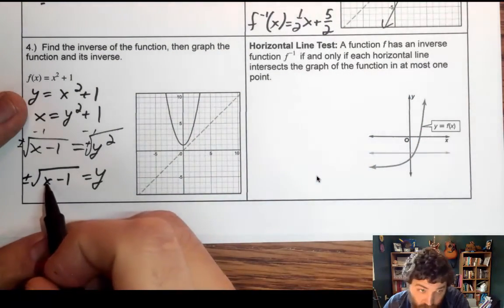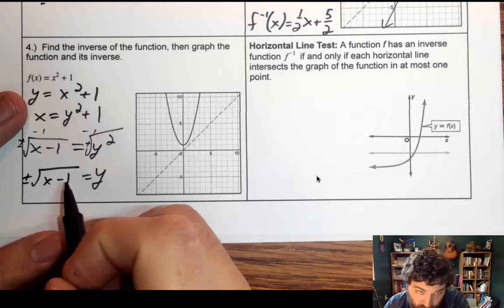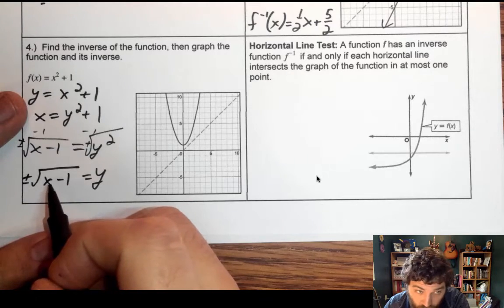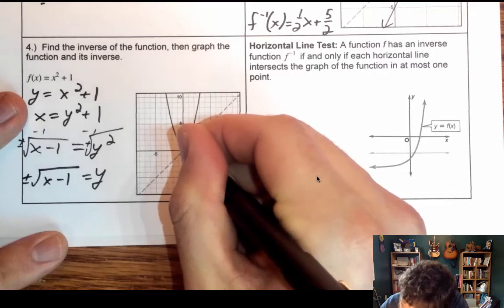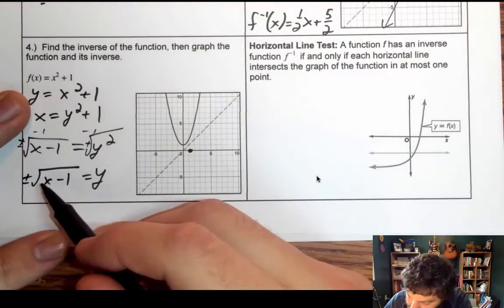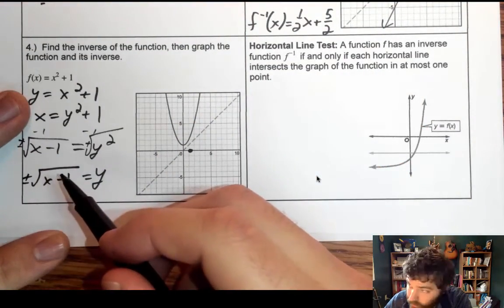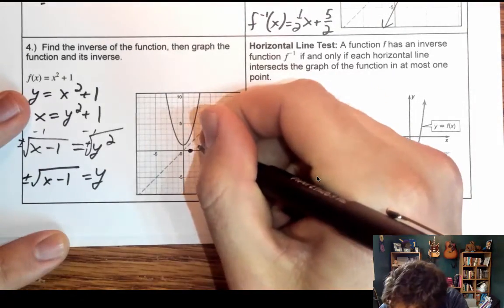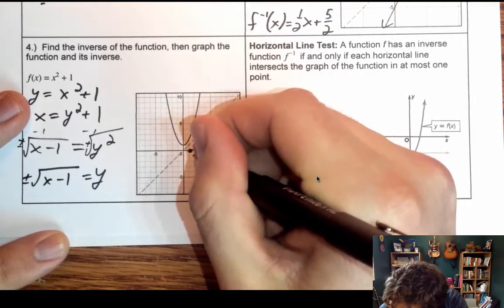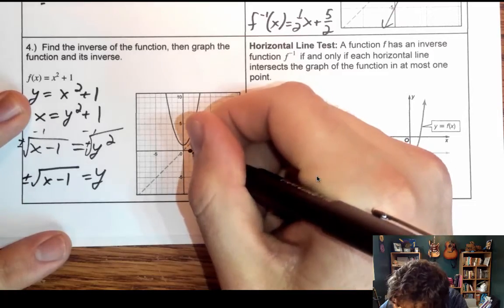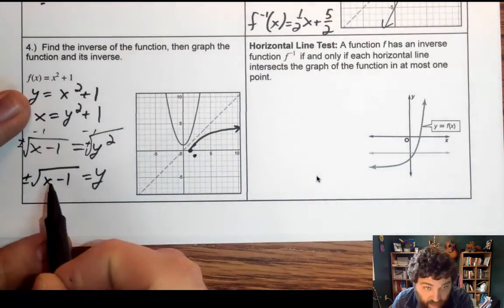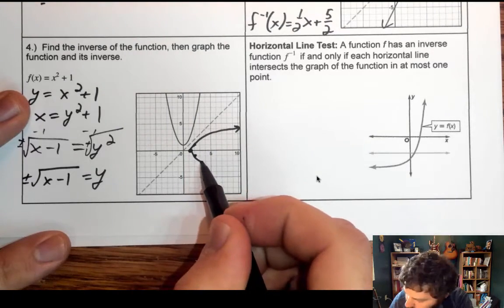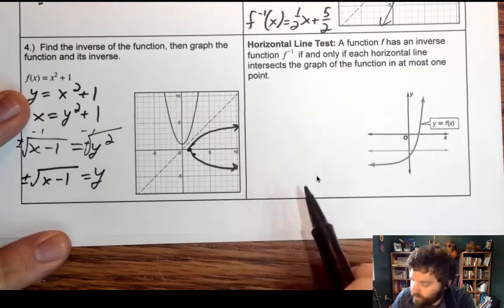So if I plug in 0, I'm going to get the square root of -1, so that won't work. But if I plug in 1, I will get 0. 1 minus 1 is 0. So I get 1, 0 as a point. If I plug in 2, I get 2 minus 1, the square root of 1 would be 1. So I get 2 comma 1. And same thing on the negative side. So basically I get this curve like this. And then if I take the negative of it, I'll get the negative like that.